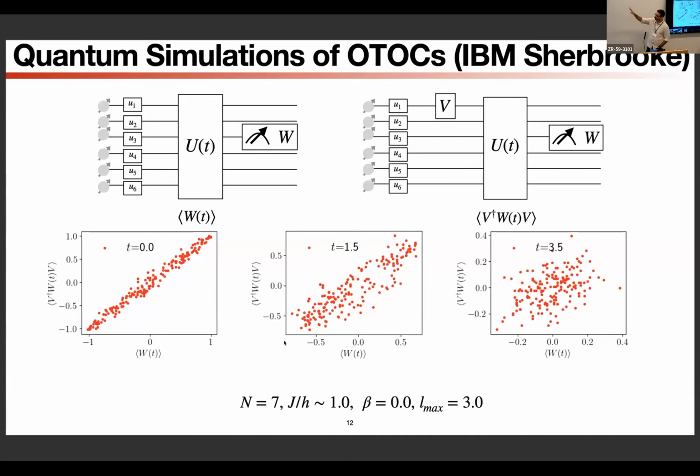We implemented the local procedure on IBM Sherbrooke a couple of years ago, and we performed the two parts of the measurement. Each of the red dots you see here is one single random sample. What you expect to see is that when you start your experiment at time equals 0, these need to be highly correlated, so if you calculate the ensemble average, it's going to give you 1. As time evolves, these correlations are going to decay, which results in a decay of the OTOC.